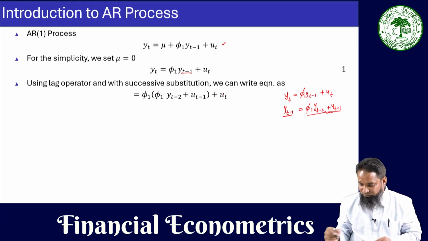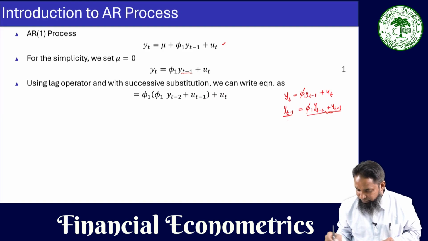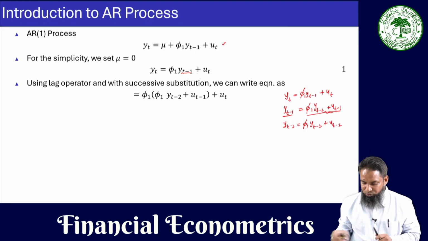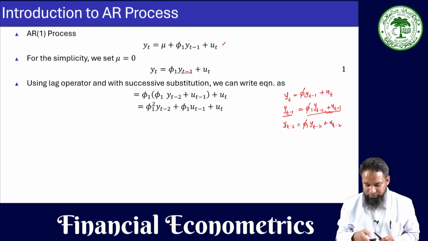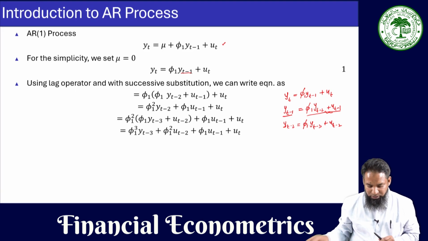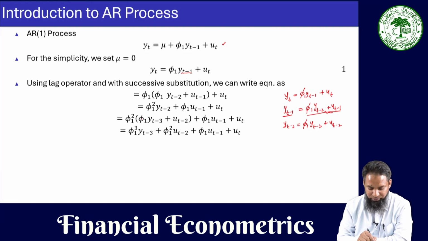Then again, if we take the second lag, we can write y_{t-2} is equal to phi 1 y_{t-3} plus u_{t-2}. In place of y_{t-2}, we write phi 1 y_{t-3} plus u_{t-2}. So again this equation becomes phi 1 square into phi 1, that is phi 1 cube y_{t-3}, plus phi 1 square u_{t-2}. Phi 1 multiplies this, then the remaining part comes here.